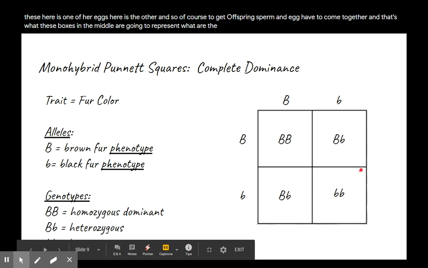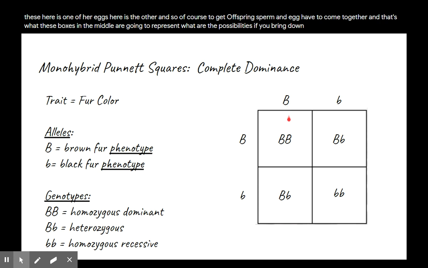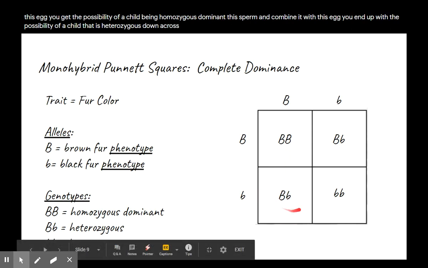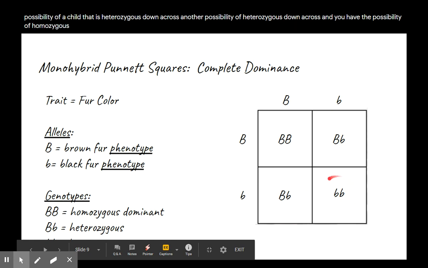What are the possibilities? If you bring down this sperm and combine with this egg, you get the possibility of a child being homozygous dominant. If you bring down this sperm and combine it with this egg, you end up with the possibility of a child that is heterozygous. Down, across, another possibility of heterozygous. Down, across, and you have the possibility of homozygous recessive.